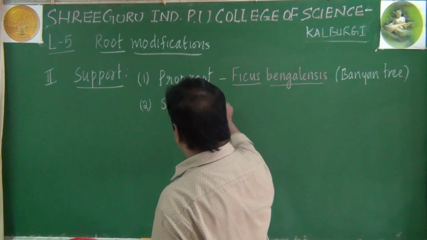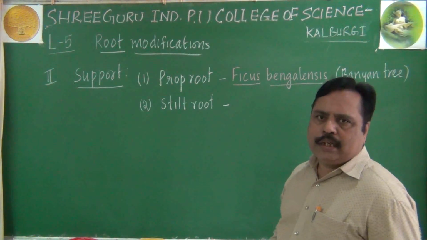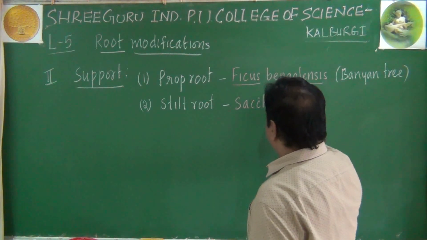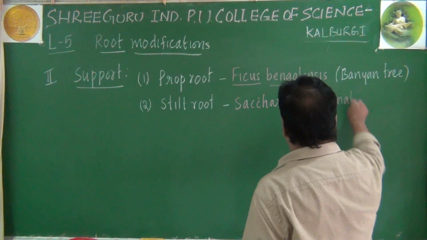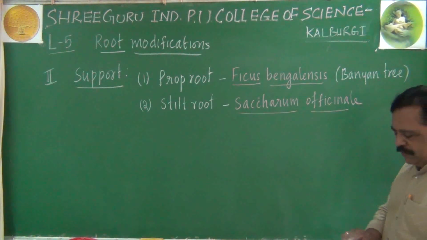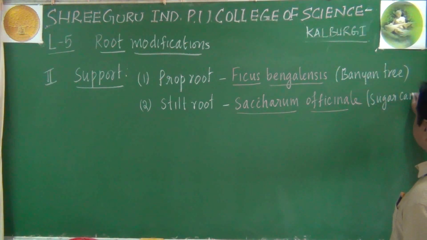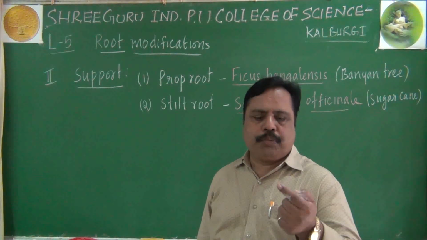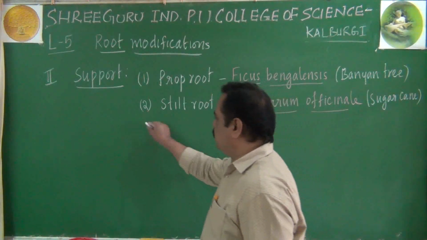The second type of supporting root we have seen is stilt root. Remember, as far as stilt root is concerned, we saw them in sugarcane and maize also. Sugarcane is Saccharum officinale. Genus name is Saccharum, species name is officinale. It is commonly called sugarcane. This exhibits one type of root called stilt root, where proximal nodes of the stem produce roots for supporting purpose.